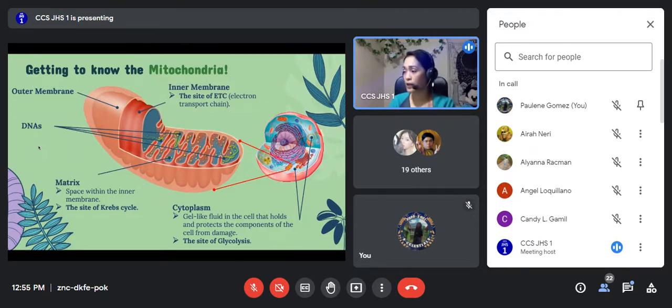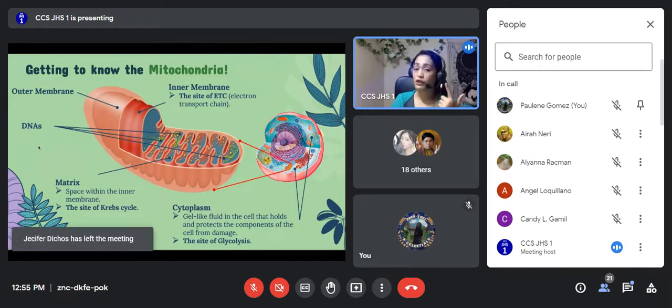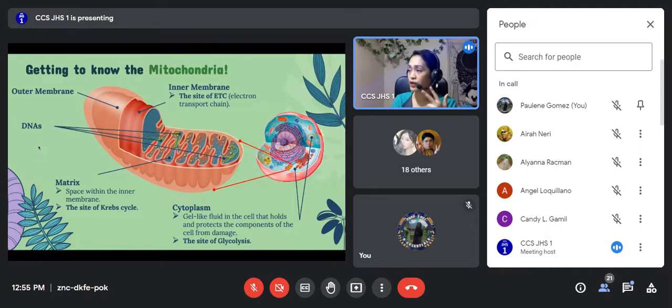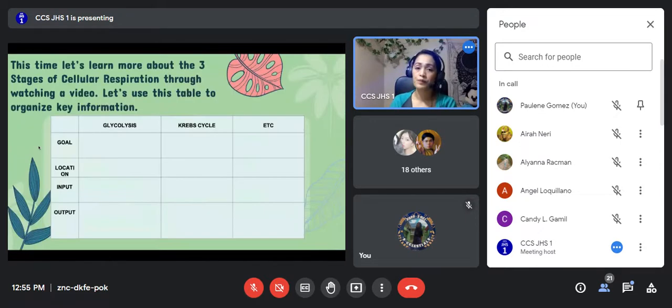Okay, so please take note of the important locations for our cellular respiration. We have the cytoplasm for the first stage, glycolysis, the matrix for the second stage, Krebs cycle, and the inner membrane for the third stage, which is the ETC or the electron transport chain. So please take note of these locations.